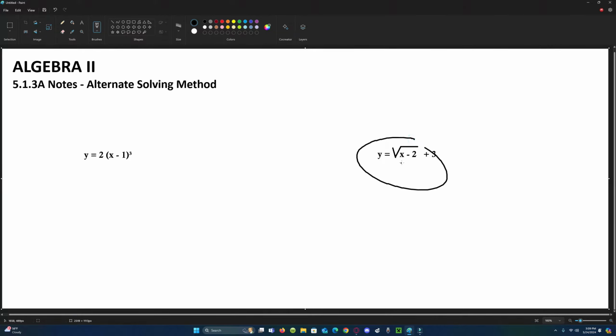This right here is just another example that's a bit more complicated, but it's the same thing. So you just swap x and y, so that would turn into this. And then you just go about solving the problem as normal. So first, get rid of this 3, so this becomes x minus 3 equals the square root of y minus 2.